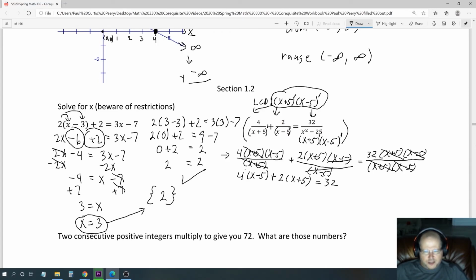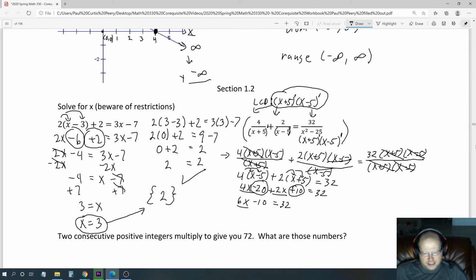Okay, now at this point we're going to do distribution. We got rid of the fraction, so we do distribution. So 4 times x is 4x. 4 times negative 5 is negative 20. Okay, now we're saying 2 times x. Well, that gives me 2x. 2 times 5, we say that gives me a 10, and that leaves me a 32. What do we combine? 4x plus 2x gives me 6x. Negative 20 plus 10 gives me negative 10, right? The negative 20 plus the positive 10, and then we say equals 32.